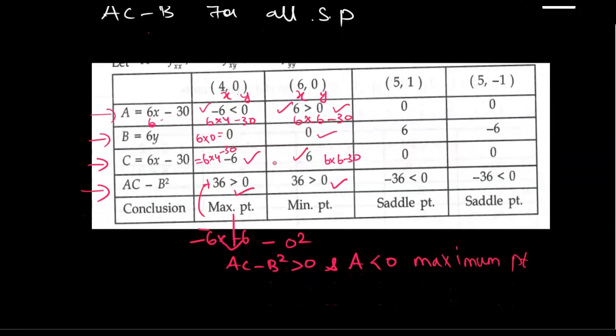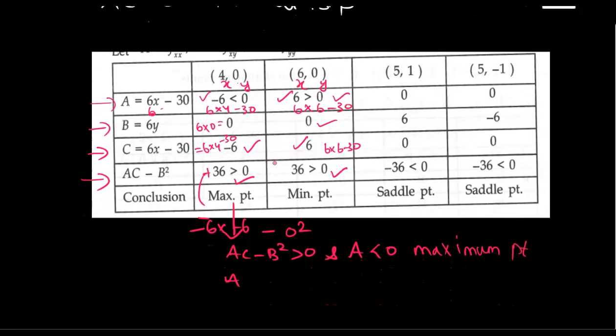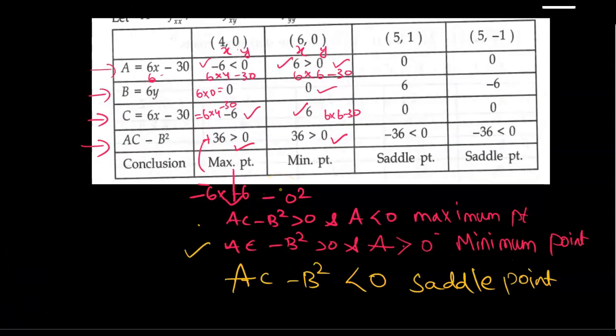Why? Because here in this condition, AC minus B square is greater than 0 and A is also greater than 0. So this is the second case. Both are greater than 0.